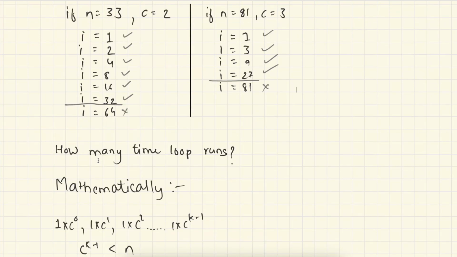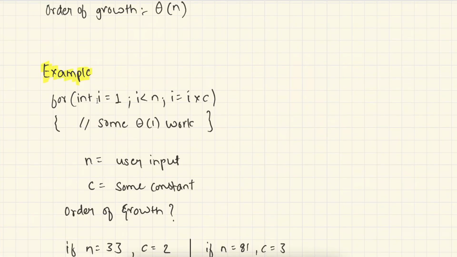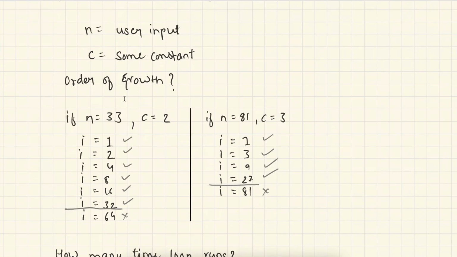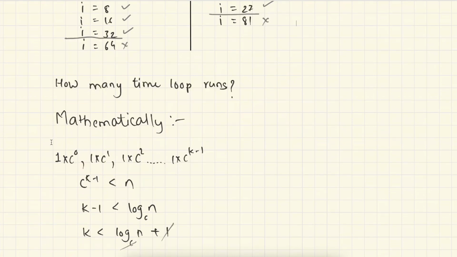Mathematics is our friend, so let's take the help of mathematics to solve this issue. As you can see, we are running a loop from 1 to n, and each time we are multiplying i with c. So we can write it like this: in the first iteration it becomes 1 into c to the power 0. C to the power 0 is nothing but 1, so it ultimately becomes 1, and we are starting our loop with 1. Next time we are multiplying c to it, so it becomes 1 into c to the power 1.